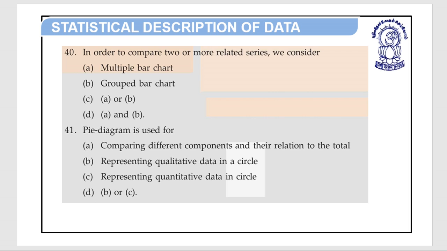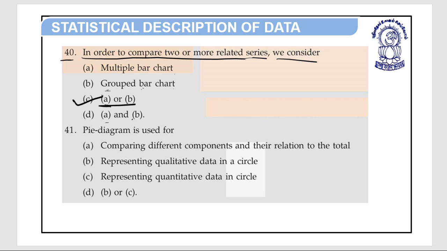Question number 40. In order to compare two or more related series, we consider multiple bar chart, group bar chart, A or B, A and B. Here either we select multiple bar chart or group bar chart. So A or B. So option C is the right answer.